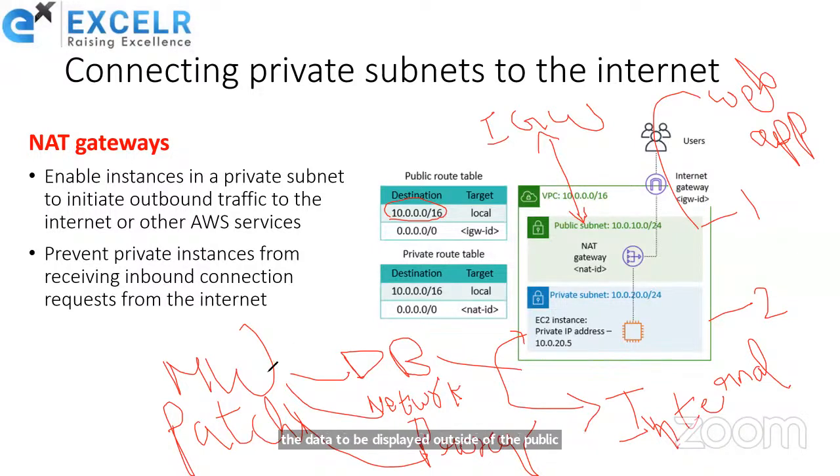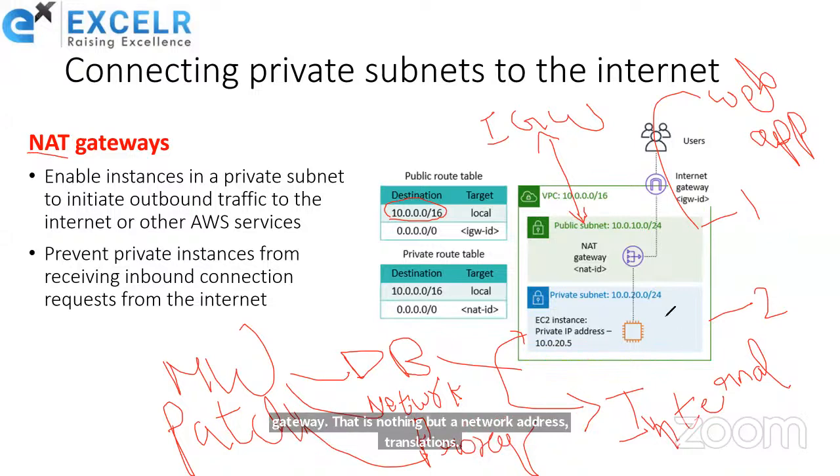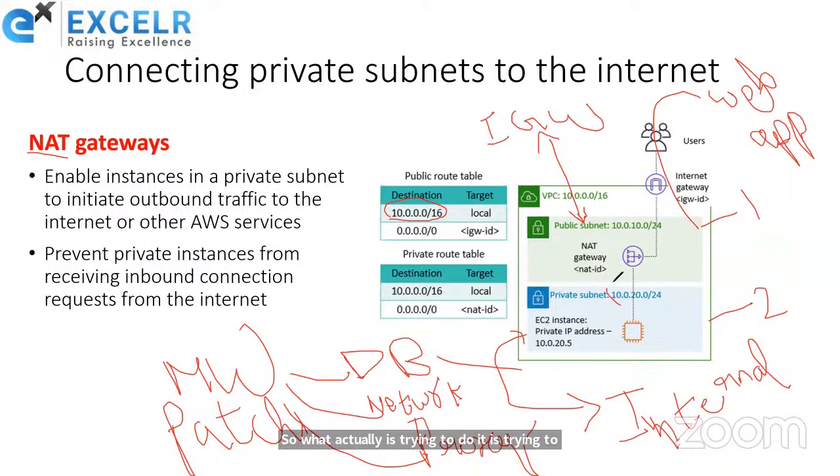So what is the resolution now? We have come up with a technology that is nothing but a network gateway, the NAT gateway. NAT stands for network address translation. What it does is mask the private IP addresses in the private subnet, and it communicates over the internet gateway with a public IP address.